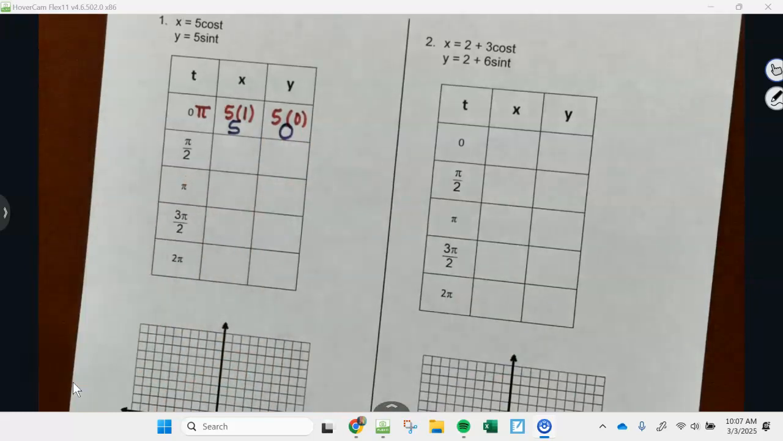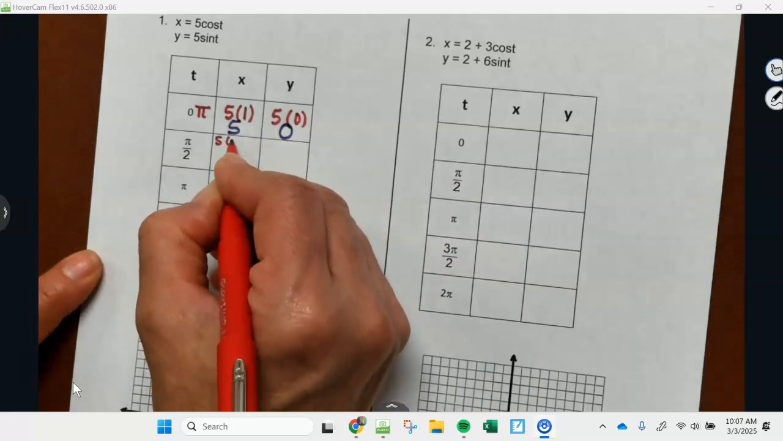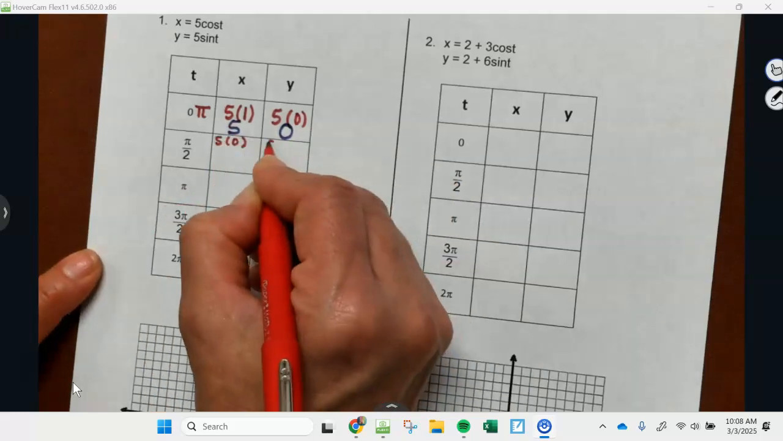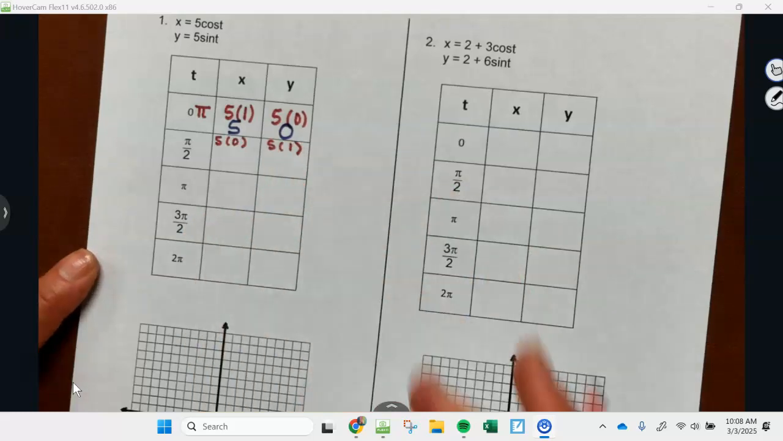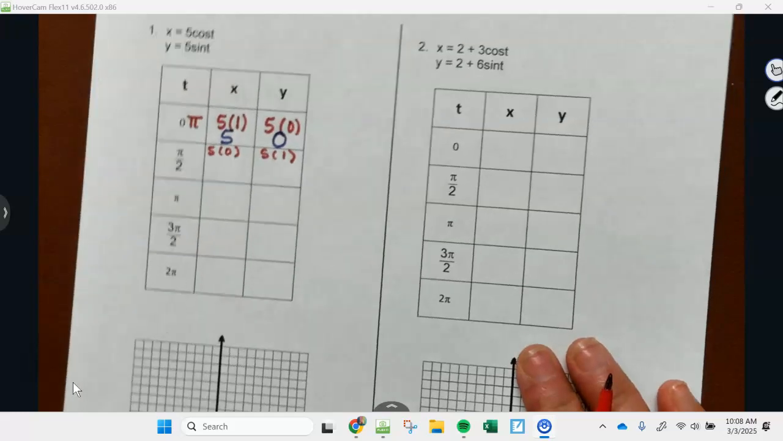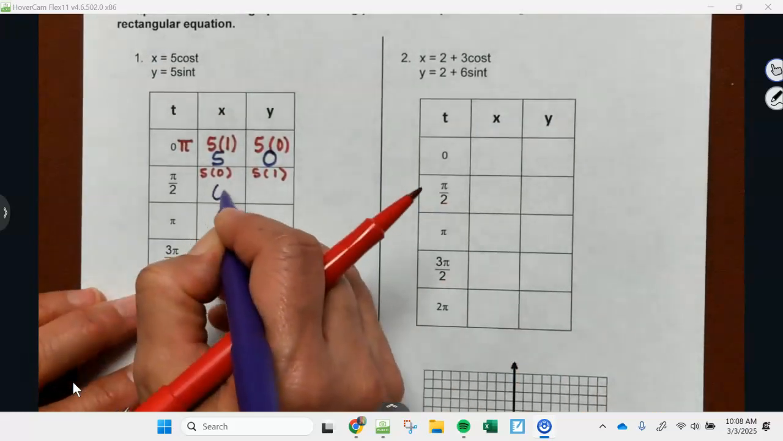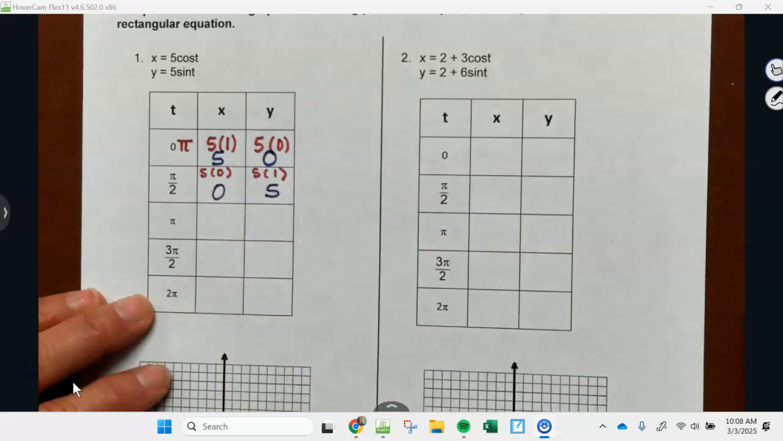All right, pi over 2. That's the top of the unit circle. So the cosine value is 0, but the sine value is positive 1. And again, we're going to be multiplying those values by 5. So this is going to turn into 0, 5.